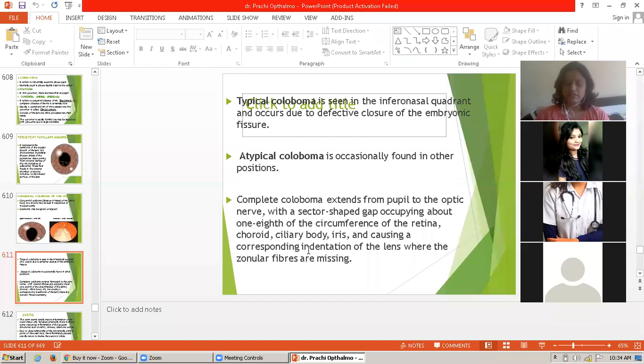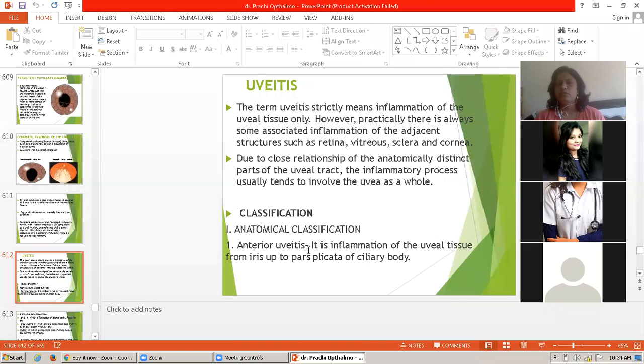So there is a missing of the zonular fiber and it extends from pupil to the optic nerve and makes a one-eighth circumference of retina, choroid, ciliary body. So this is all about the congenital coloboma.